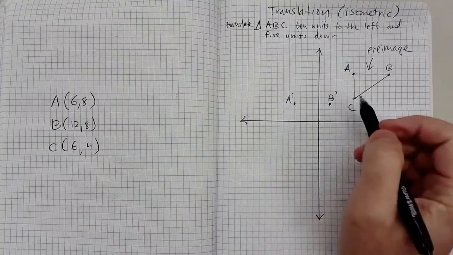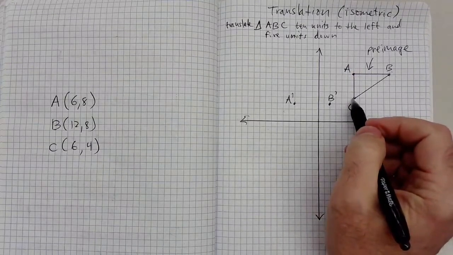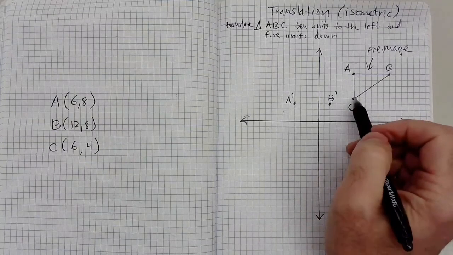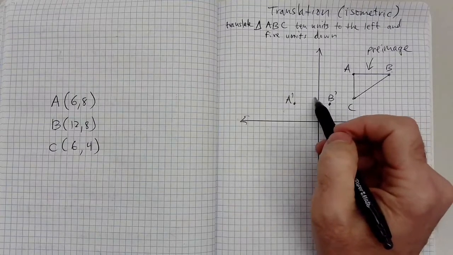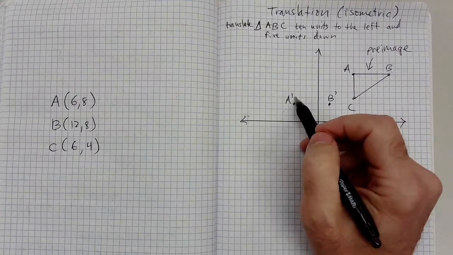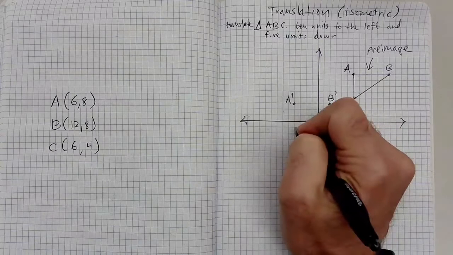So of course, you know what comes next, C. We're going to find C prime. So 1, 2, 3, 4, 5, 6, 7, 8, 9, 10. And 1, 2, 3, 4, 5. And that gives me C prime.